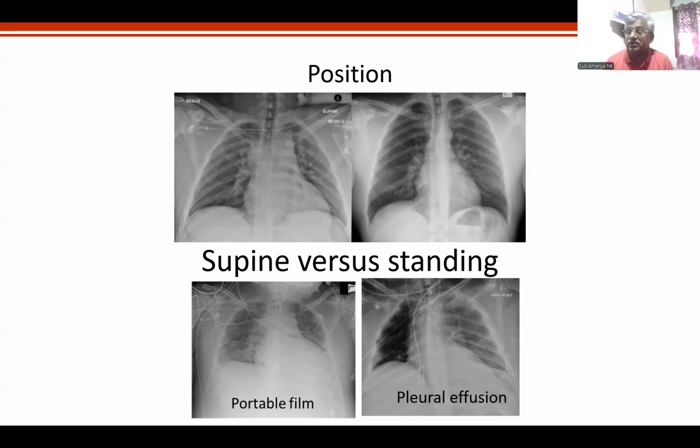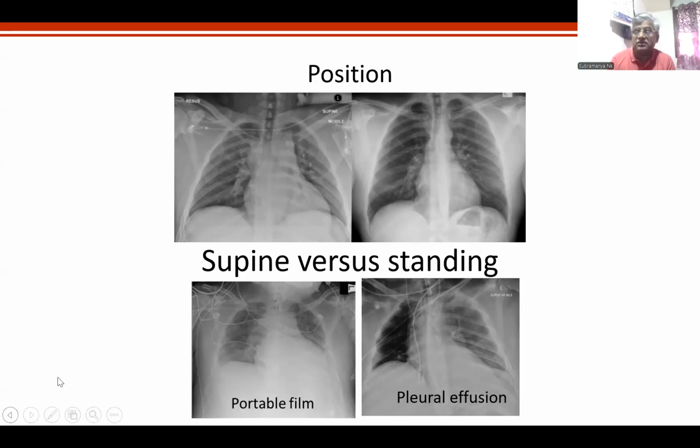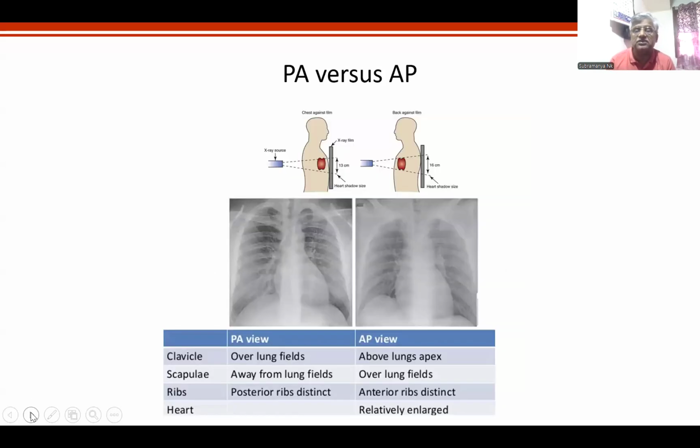about pleural effusion. Dr. Swati, I'm going to repeat completely about interstitial markings later in my session. There is 5 minutes on interstitial markings only, don't worry. And for PA, AP, everything I'll tell you. This is supine versus standing. This is just to know for you, just be aware that position is important.